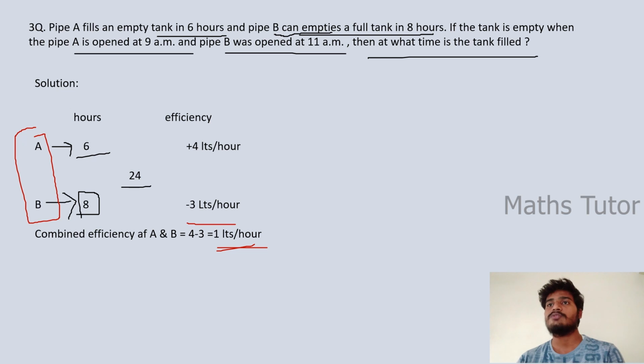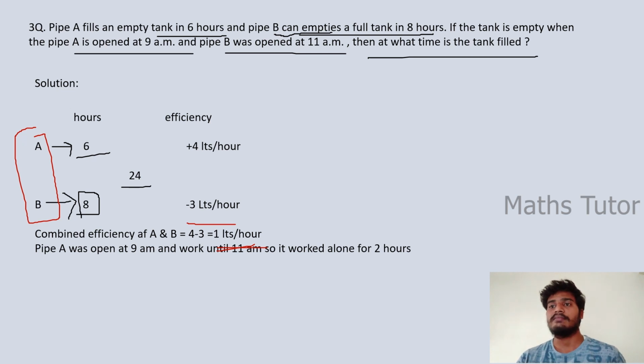Here pipe A is opened at 9 am and pipe B is opened at 11 am. The gap is 2 hours. Pipe A worked alone until 11 am, so the time is 2 hours. The work completed by A is 4 into 2 hours, that is 8 liters. Pipe A filled 8 liters of the tank in 2 hours.